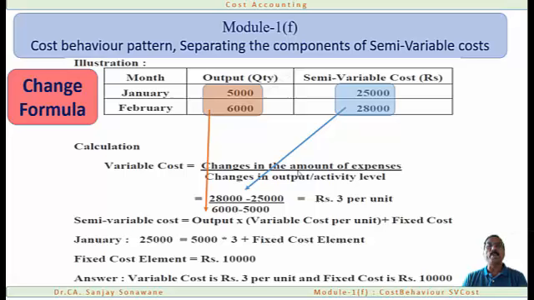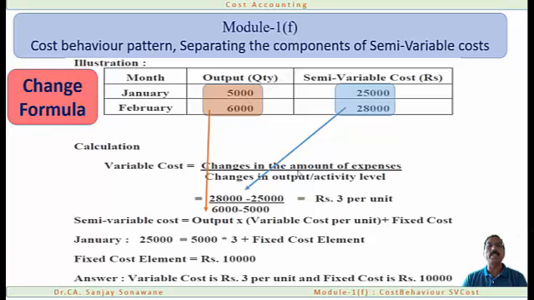Now what is semi-variable cost? A simple formula is there. Whatever output is there, output multiplied by variable cost per unit plus fixed cost. This is the standard formula. When we apply it on more occasions, this formula will be very familiar to you. It is calculated as output multiplied by variable cost, that is the variable cost component, and next one is add fixed cost, that is the fixed cost component.